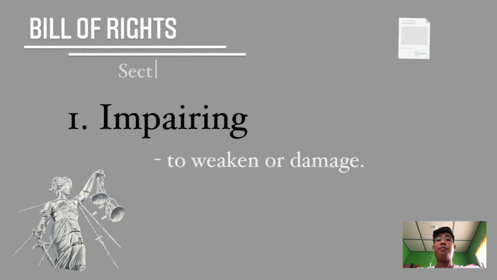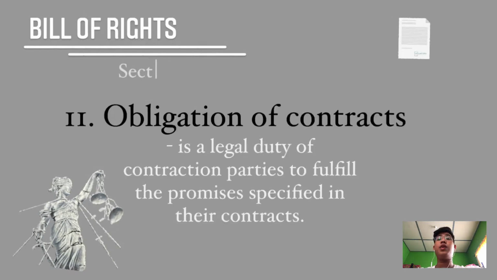First is impairing. Impairing means to weaken or damage. In Filipino, nagpapahina or naninira. Second is the obligation of contracts. What does it mean? Basically, the obligation of contract is a legal duty of the contracting parties to fulfill the promises specified in their contracts.